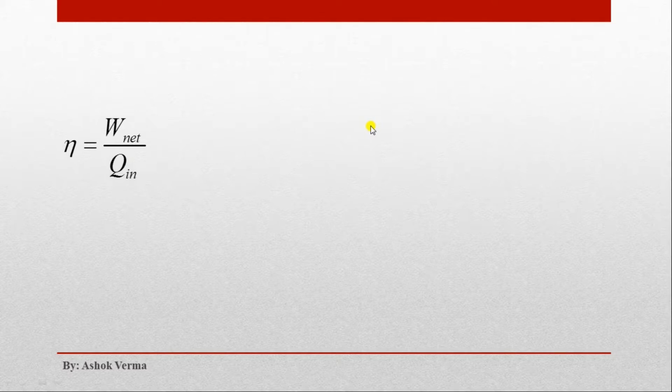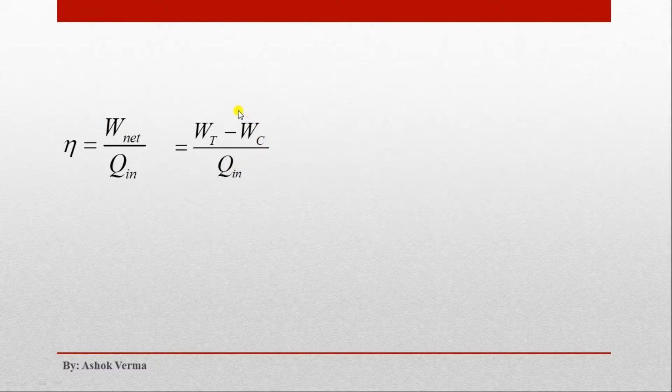We can see the efficiency is a function of W net and Q in, or Q supply, or what we are supplying as heat. W net is a function of Wt minus Wc, meaning what we are getting from the turbine and what we are giving to the compressor, and what we are supplying to the heat exchanger.